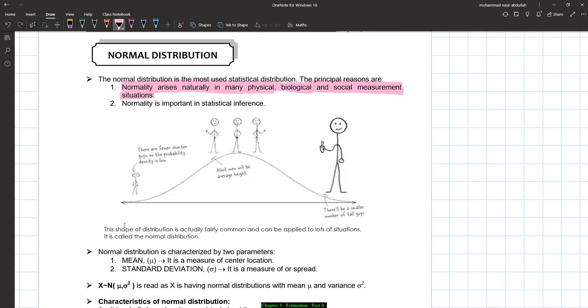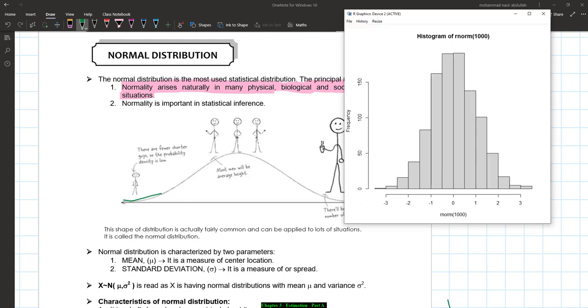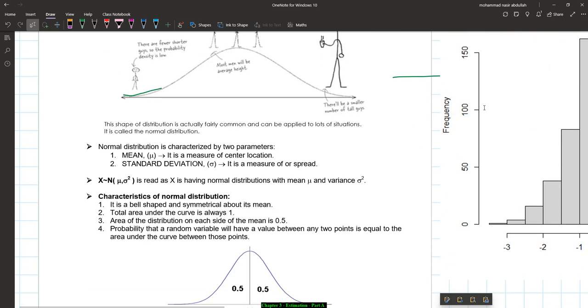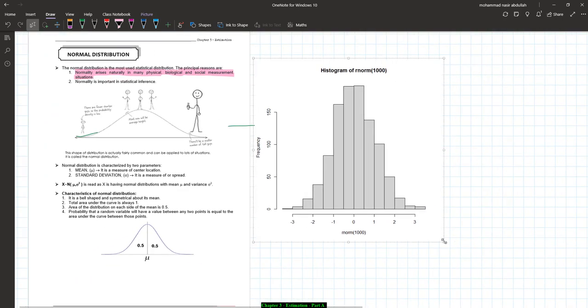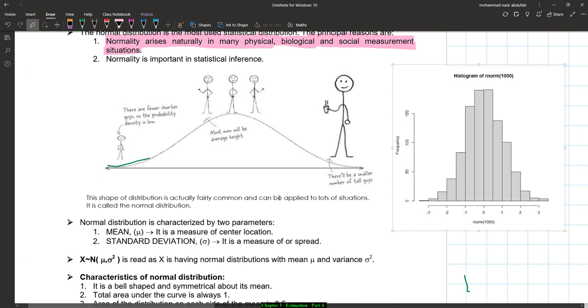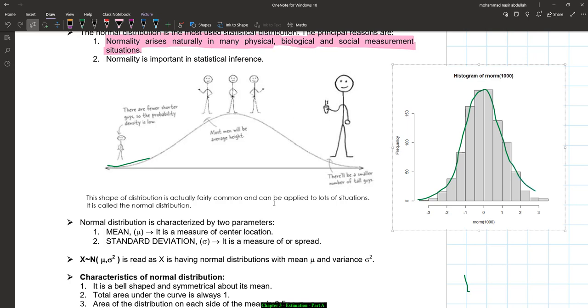So the normal distribution usually looks like a bell-shaped curve. This one does not look like a bell-shaped curve, so I will take this one and copy it. Here it looks like a bell shape. This is a characteristic of a normal distribution curve.